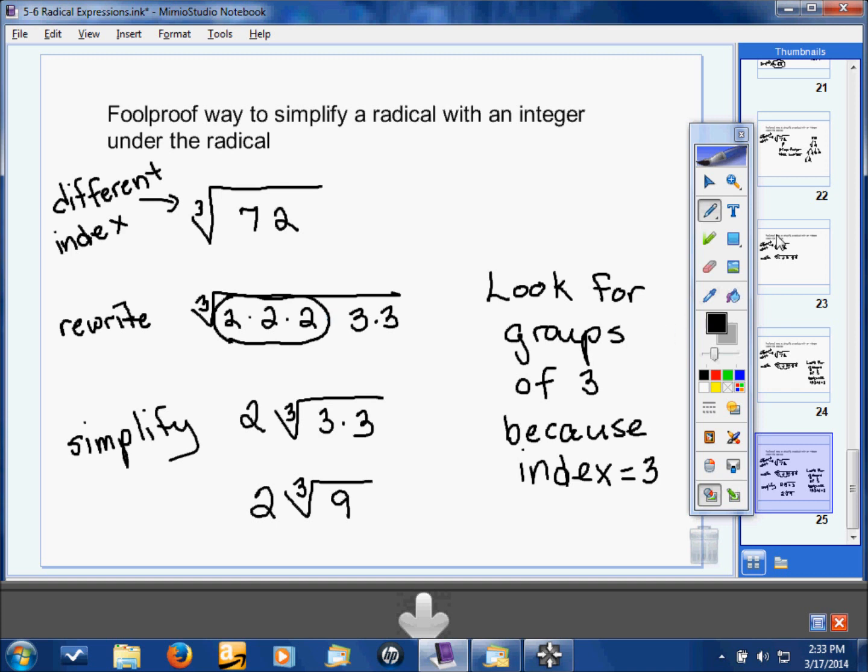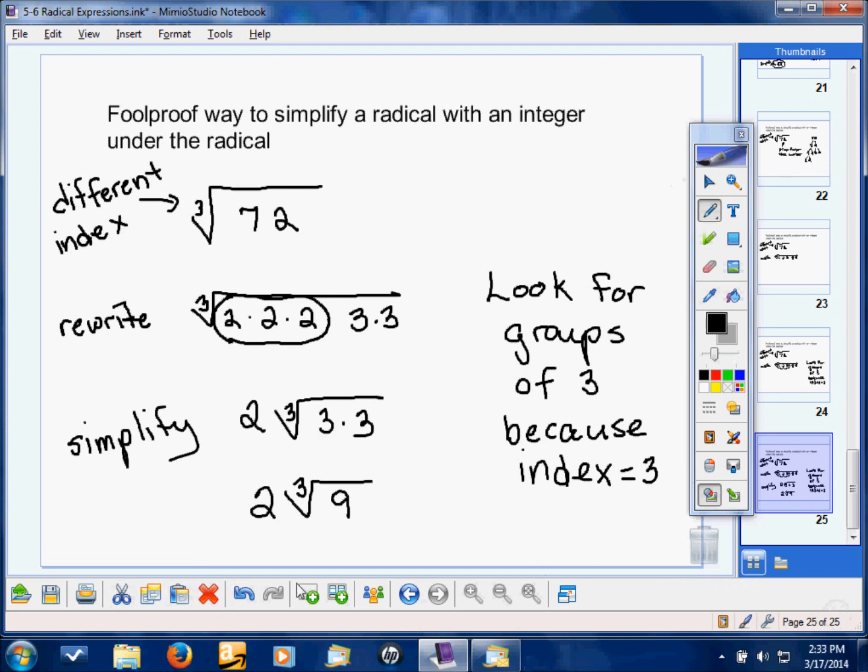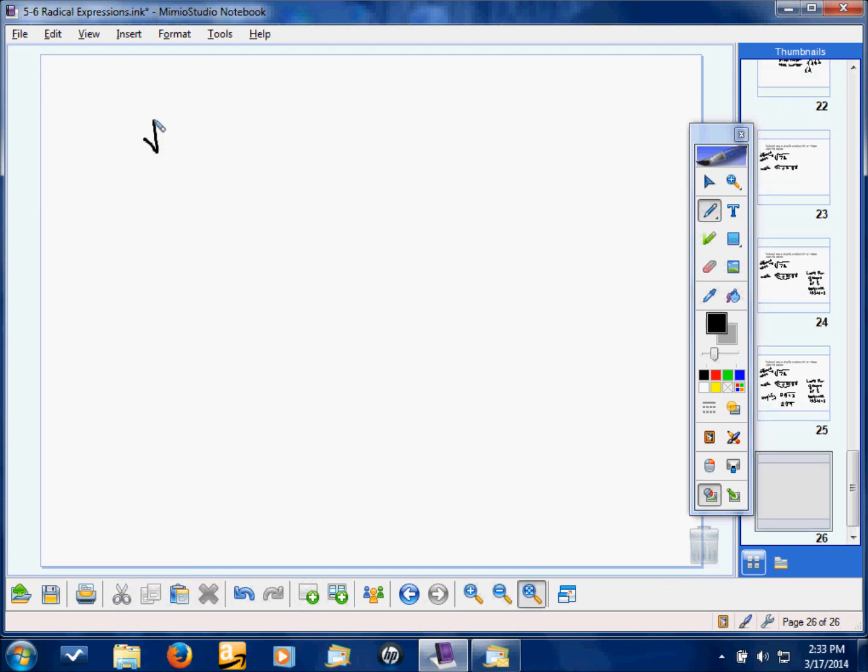Okay, let's do another one. The square root of 288. Square root of 288. What do you do first? Factor it. Now, you can use your calculator to help you factor. What number do you know for sure is going to go into 288?